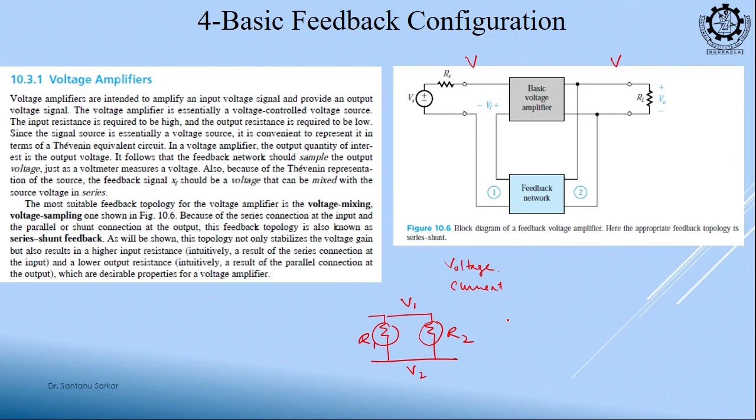Shunt, right. So, this is your shunt network. If you want to sample the output voltage, in what way can you do that? Shunt, right, this is parallel. And if you want to add a voltage, how can you do that?